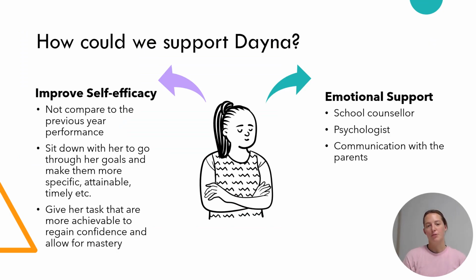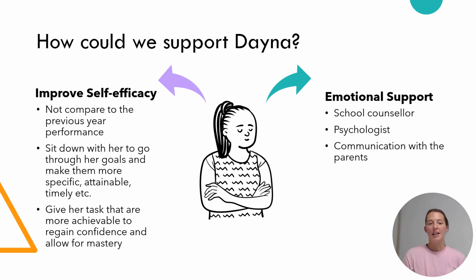So how can we support Dana? Firstly, improve her self-efficacy. I think in the conversation she had with the teacher, where he compared how she was going in year 11, maybe as teachers we don't compare. We just check in. How are you going with your work? Do you want to improve? And if they say, oh yeah, I'm really not going as well, well, how can I help you improve and get to where you want to be?